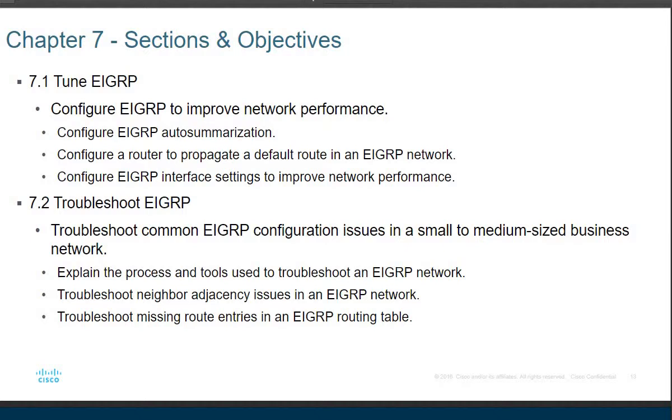7.2 Troubleshoot EIGRP: Troubleshoot common EIGRP configuration issues in a small to medium-sized business network. Explain the process and tools used to troubleshoot an EIGRP network. Troubleshoot neighbor adjacency issues in an EIGRP network. Troubleshoot missing route entries in an EIGRP routing table. Chapter 7 Sections and Objectives.